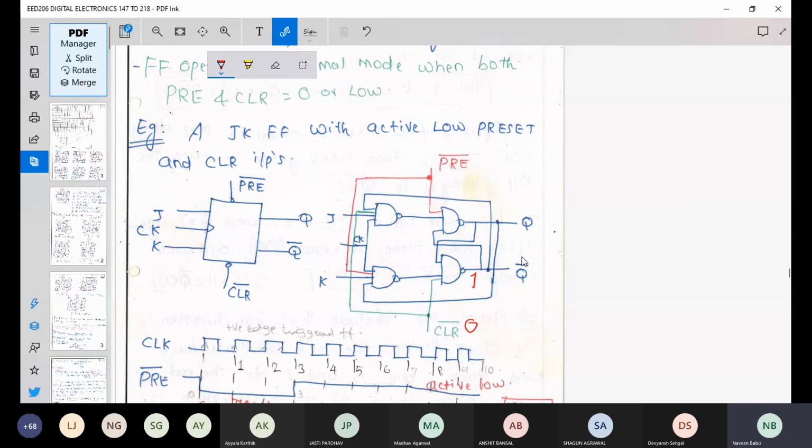And the same has been explained with the timing diagram. Let me quickly explain this timing diagram. Now here we have got a problem, so that is why this timing diagram has been given here.